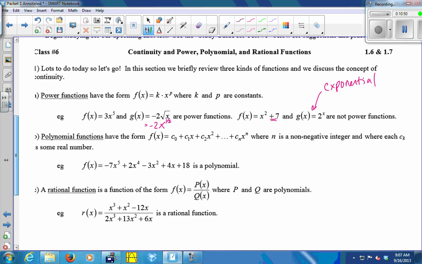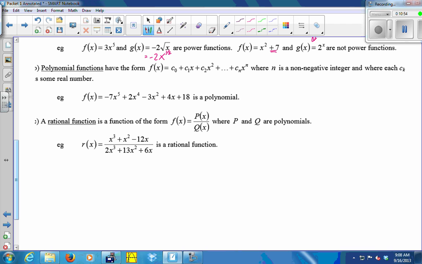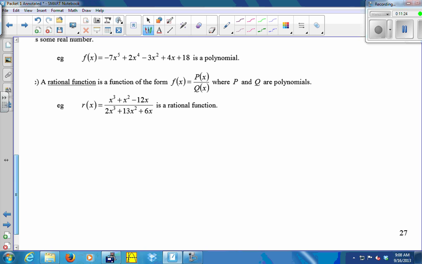Polynomial functions have this general form. So it's coefficients and integer powers of x. It's a sum of coefficients multiplied by integer powers of x. So for example, this is a polynomial: negative 7x to the fifth plus 2x to the fourth minus 3x squared plus 4x plus 18. It looks like a sum of power functions, but the powers have to be positive integers. A rational function is a ratio of two polynomials, one polynomial over another. Call that a rational function.